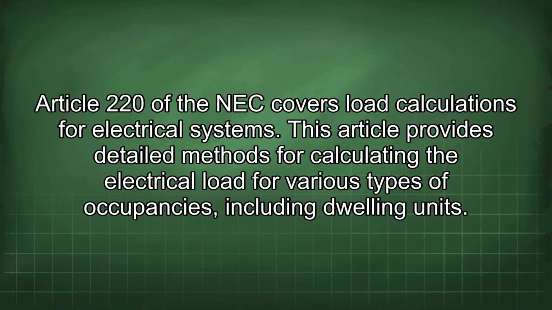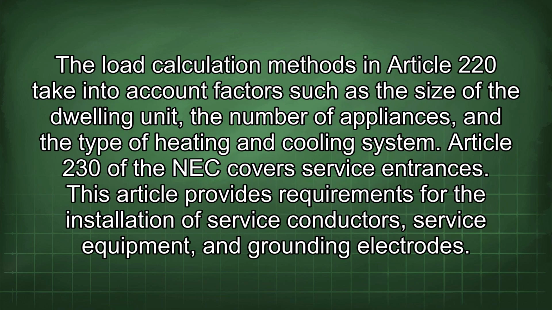Article 220 of the NEC covers load calculations for electrical systems. This article provides detailed methods for calculating the electrical load for various types of occupancies, including dwelling units. The load calculation methods in Article 220 take into account factors such as the size of the dwelling unit, the number of appliances, and the type of heating and cooling system.